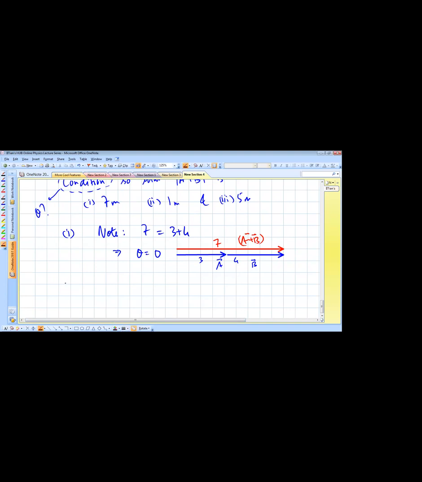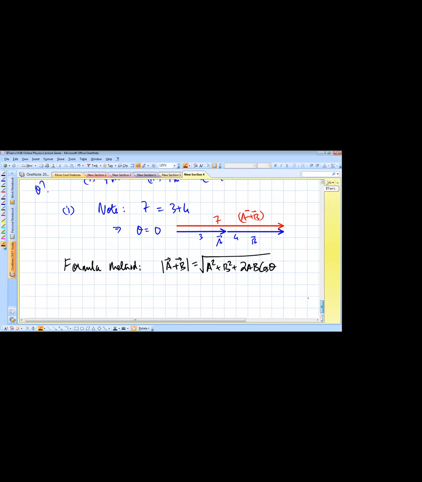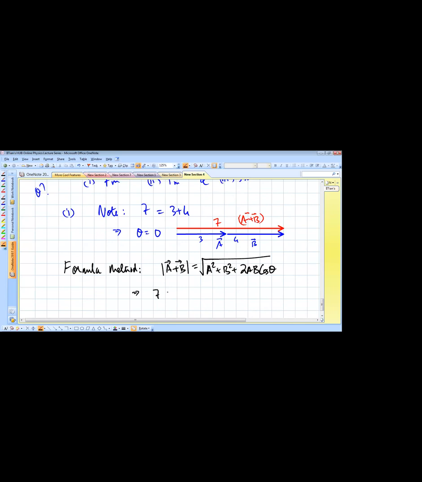Okay, and the formula-based approach is like this. You go by the formula method. The magnitude of A plus B is equal to root of A square plus B square plus 2AB cos theta. Now we just substitute the value. So magnitude of A plus B over here, given in the first part, is 7. And these are individually 3 and 4. So this will become 2 into 3, 6 into 4, 24 cos theta. So from this you now solve.